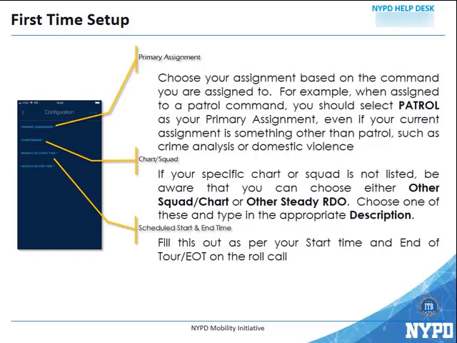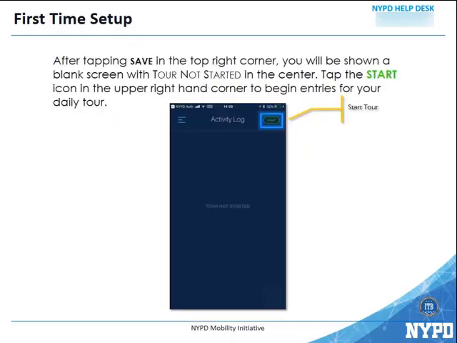From here, you can set up things such as your primary assignment, your chart and squad, your scheduled start of your tour, and the end of your tour time. After tapping Save in the top right corner, you will be shown a blank screen with Tour Not Started in the center. Tap the Start icon in the upper right-hand corner to begin entries for your daily tour.